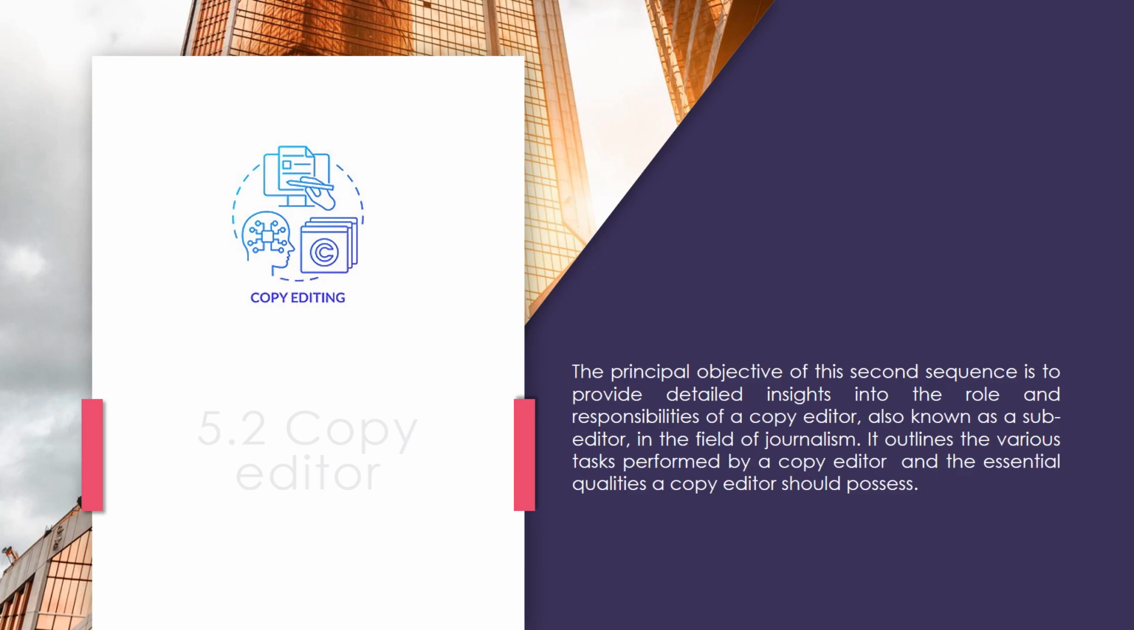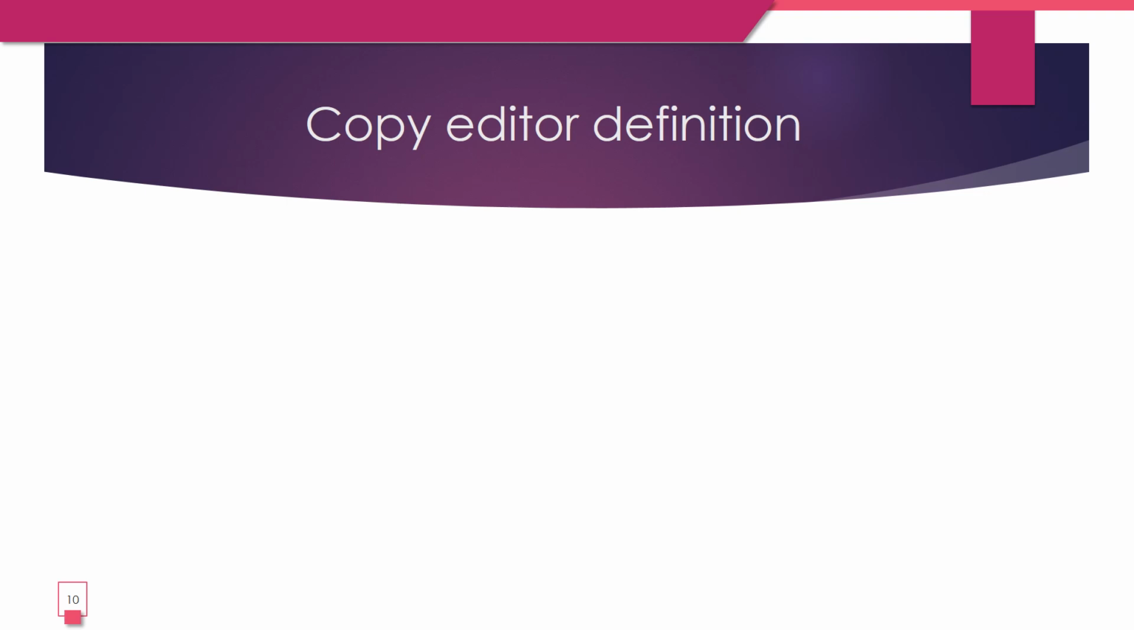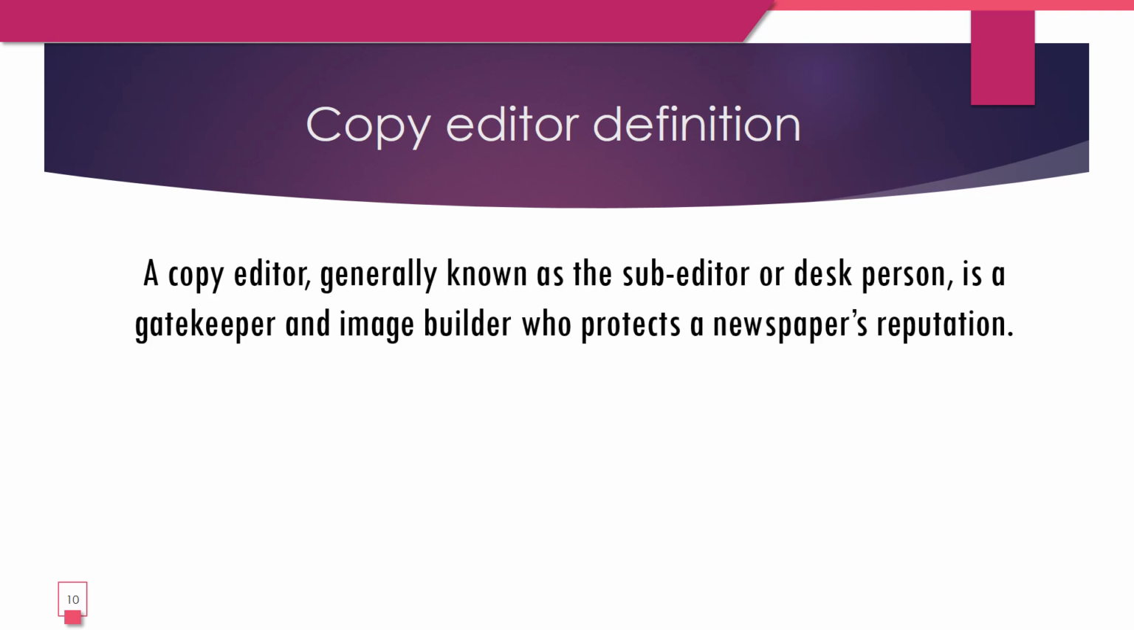Let's talk about the copy editor. A copy editor, generally known as the sub-editor or desk person, is a gatekeeper and image builder who protects a newspaper's reputation. He's someone to whom, after the editing is done, you take it and he finally gives it a heads up. So he goes through the entire article, he reads it again, and if there is any mistake in it, it will go back to the editor. But if it is clear, then he gives it a heads up, a yes, and then it goes out for publication.